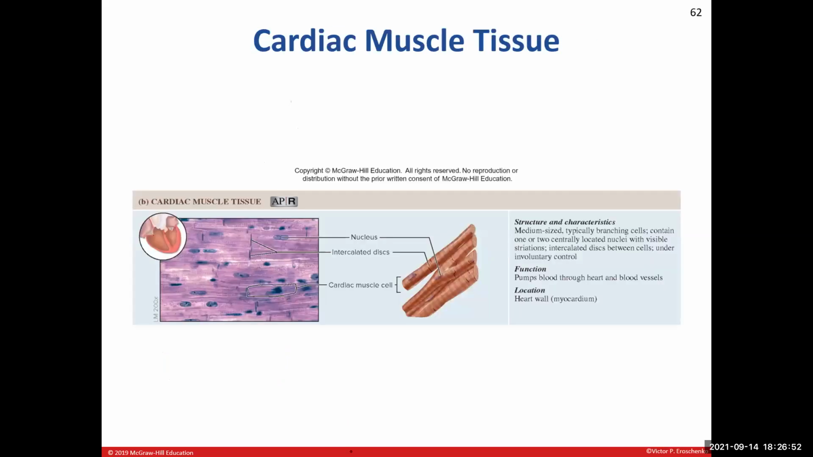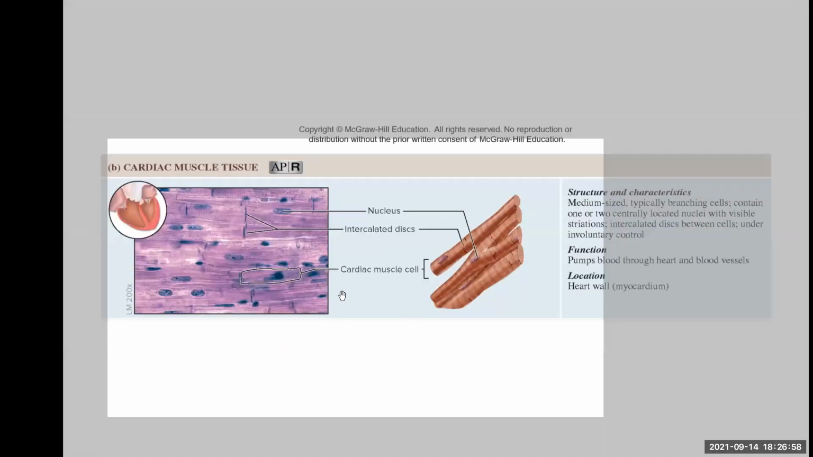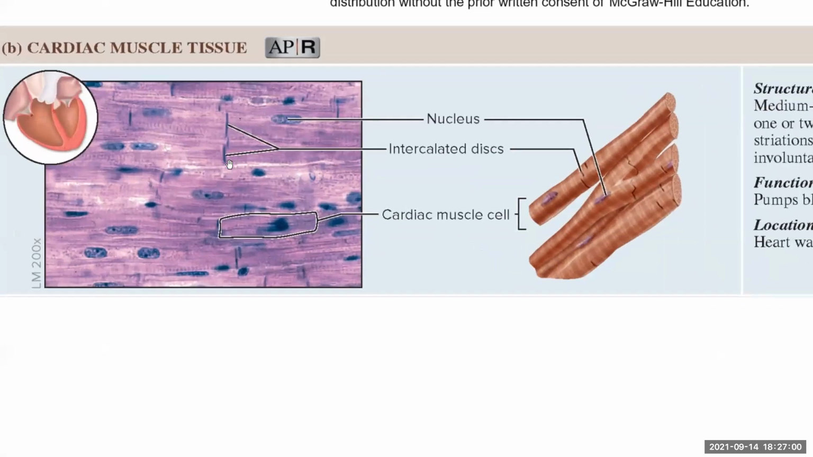Here's a picture of our cardiac tissue. So you can see these dark lines here. Those are going to be our intercalated discs. Those are made up of the gap junctions, and they have the desmosomes there that allow these cells to contract more effectively. You can see we have 1 or 2 nuclei per cell, and you can see how it bifurcates here. And obviously it's still striated, alternating light and dark regions.